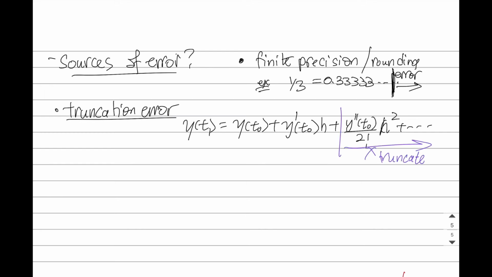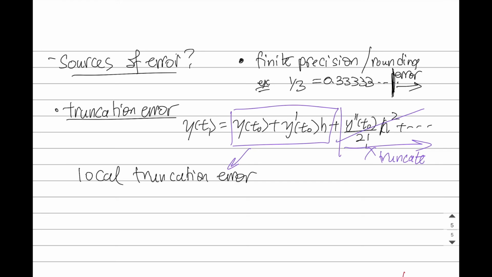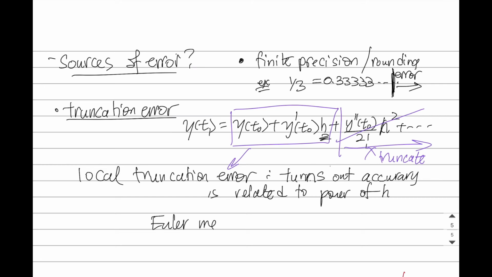When we make this decision to cut or truncate, we are left with a certain portion. So it turns out that we make an error. We make what's called a truncation error in doing this, and it's called a local truncation error. And it turns out that the accuracy of our method is proportional to what power of h is left. So the accuracy is related to the power of h that remains here. So the Euler method is, we say, big O of h, so it's a first order method.